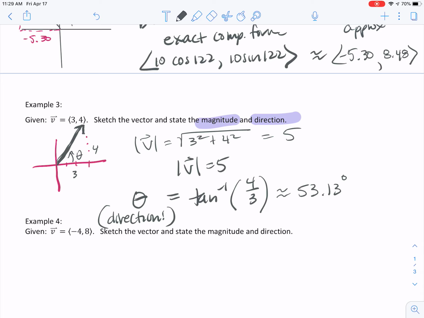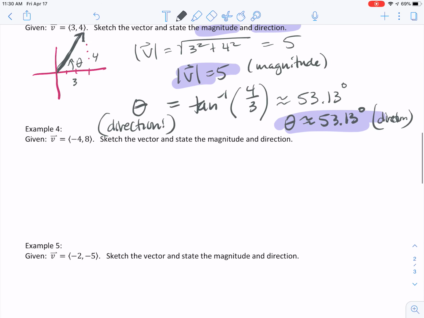So your answers are theta is approximately 53.13 degrees. So this is an answer magnitude. This is an answer direction.